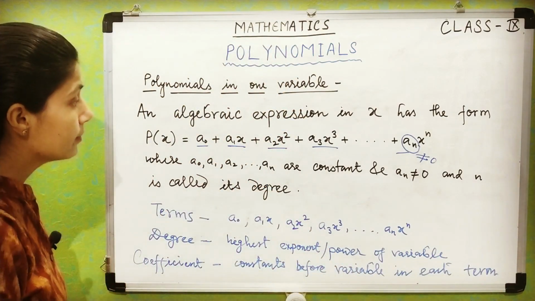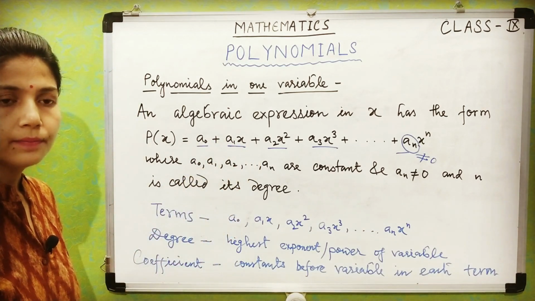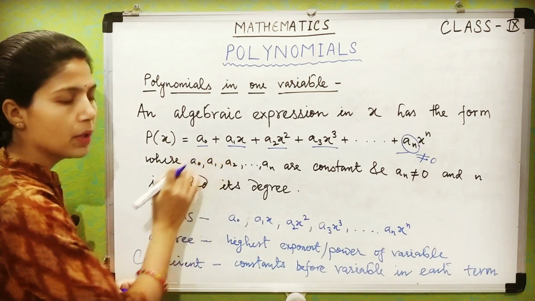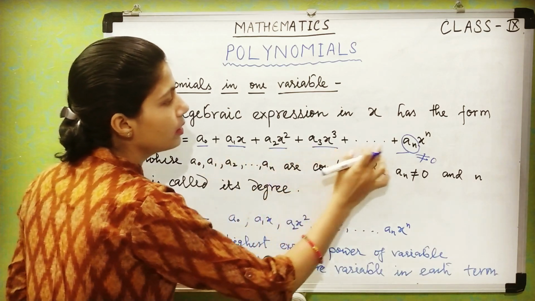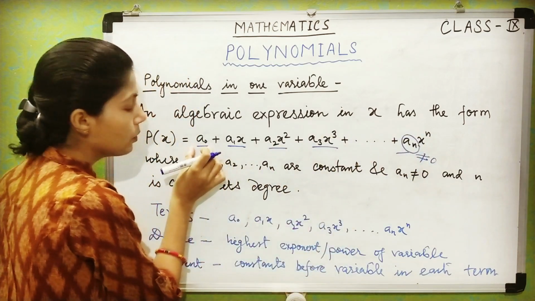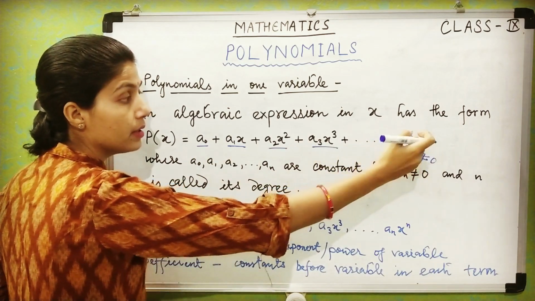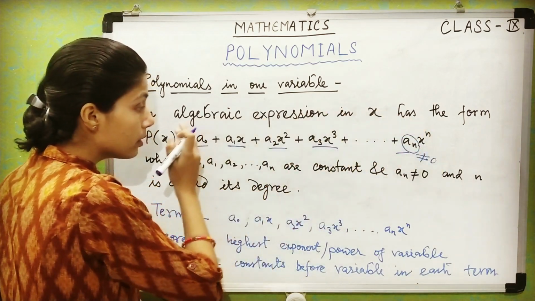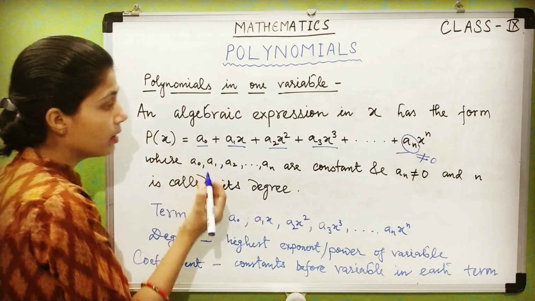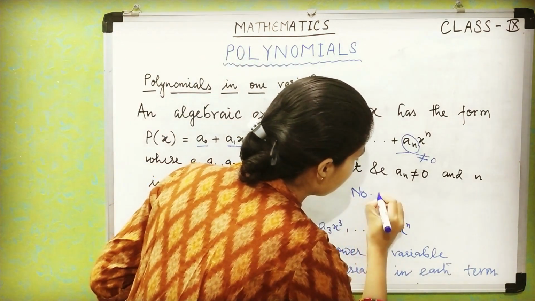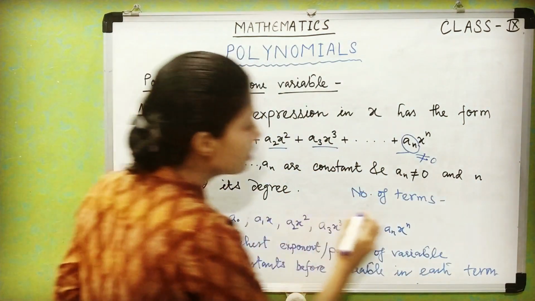So next, what is the number of terms in this polynomial? If I know the degree, we can also tell the number of terms. See here, it is starting from a1, a2, a3, an. Degree is n, but there is one more term, that is a0. So if its degree is n, the number of terms in this polynomial will be n plus 1.